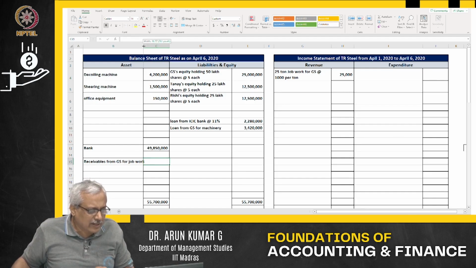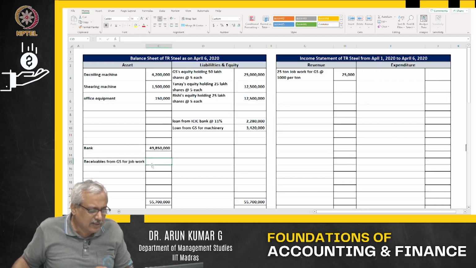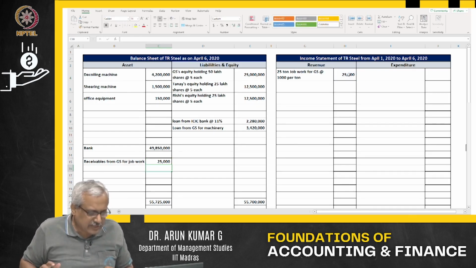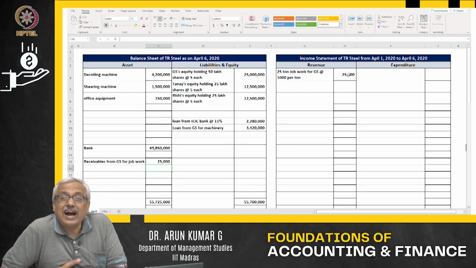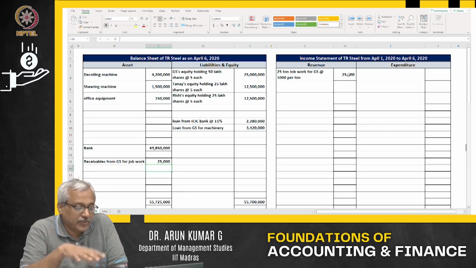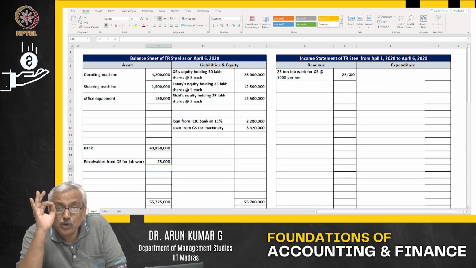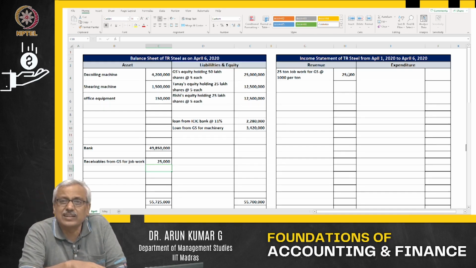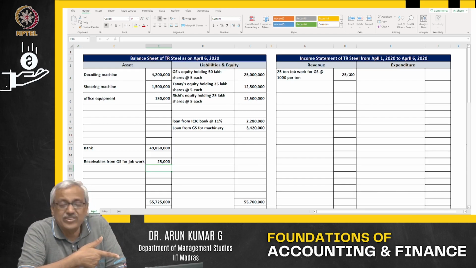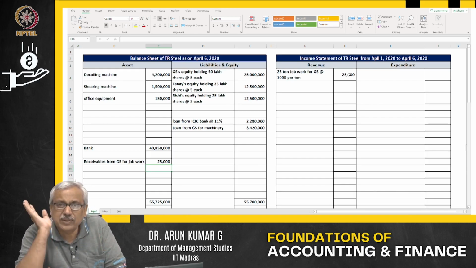What is the job work? You have done a particular job work out there. Receivable from GS. What is the amount of receivable from GS? 25,000 is the amount, and that is the money I am eligible to get from GS. So there is a revenue that is accrued, as you can see in the income statement. Since you have not received it and you are eligible to receive it 30 days later, for 30 days it is going to sit as an asset on your balance sheet.